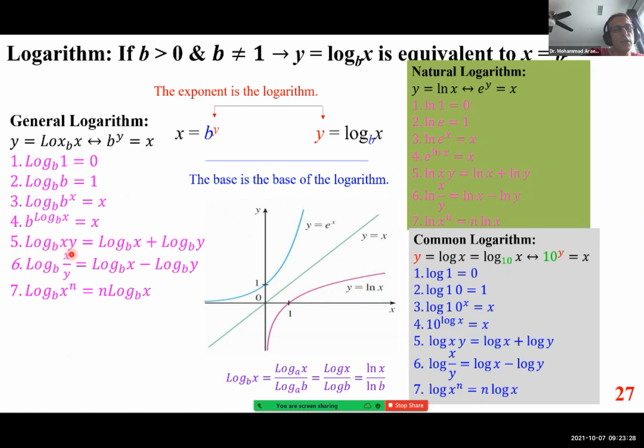And this is called the product rule. Log of xy is log x plus log y with any base, for example, base b. Log of x over y is log x minus log y with the same base. And log x to the power of n is n log x with the same base b. In other words, n becomes the coefficient. Now, this is the general case.